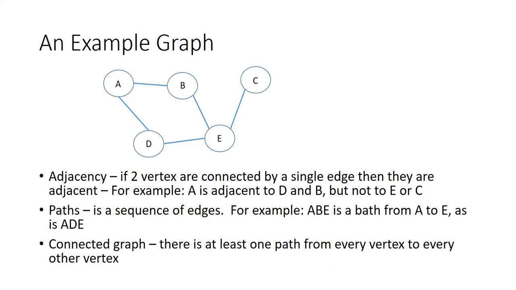Adjacency. If two vertices are connected by a single edge, then they are adjacent. For example, A is adjacent to D, A is also adjacent to B, but A is not adjacent to E, and A is not adjacent to C.